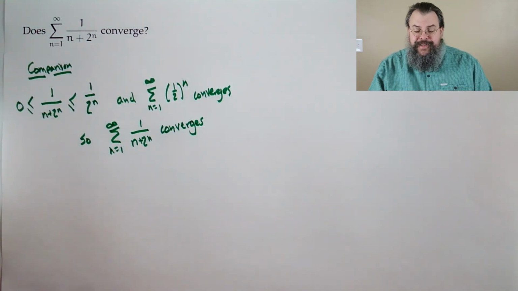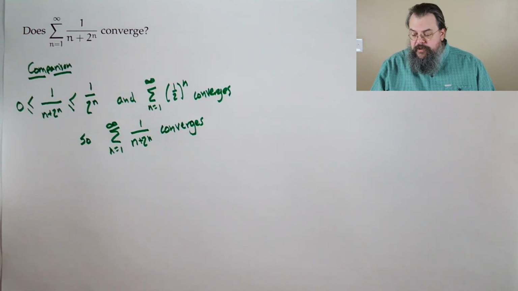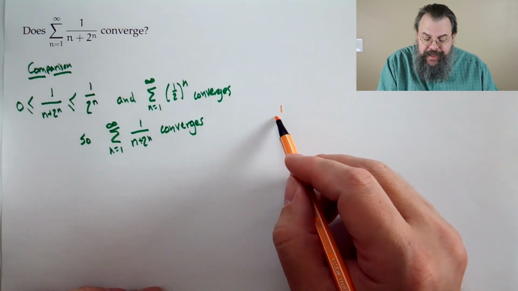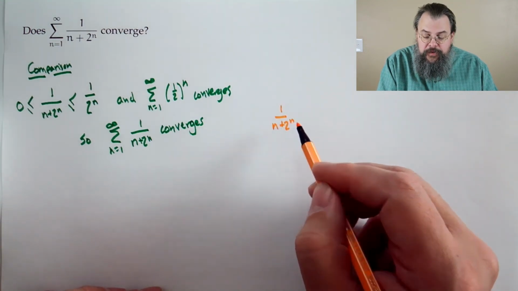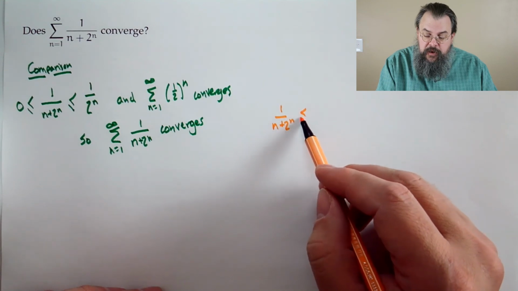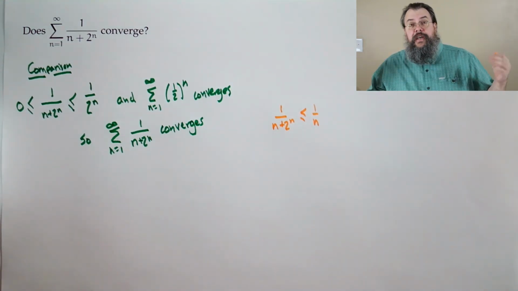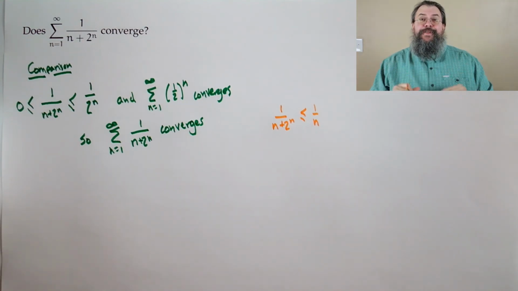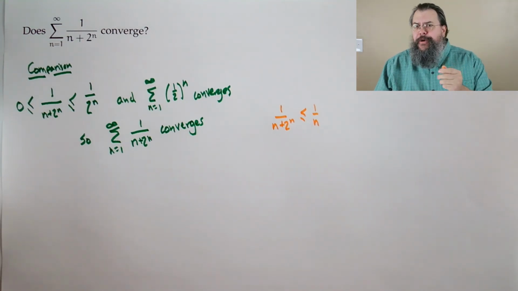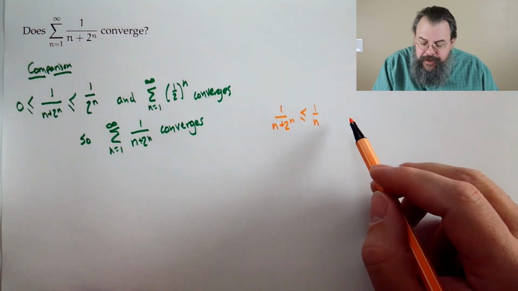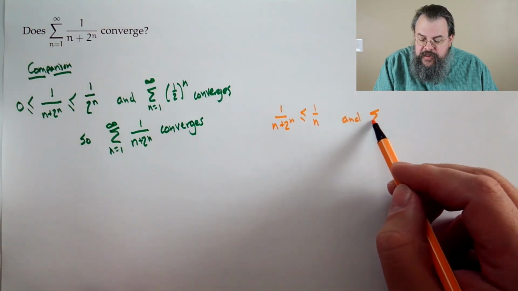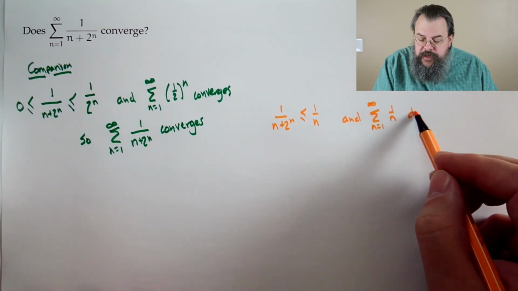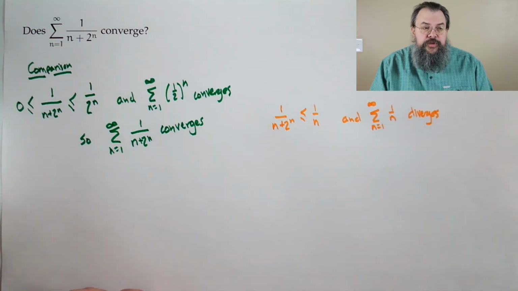Now, on a side note, what could we have done? You could have said, hey, Steve, hold on a second. Couldn't we have said 1 over n plus 2 to the n is below 1 over n? And the answer is yes. That's totally 100% true. Absolutely. But where are you going with this? Look, check this out. The sum from 1 to infinity of 1 over n diverges, Steve, right? Oh, yeah. It's true.